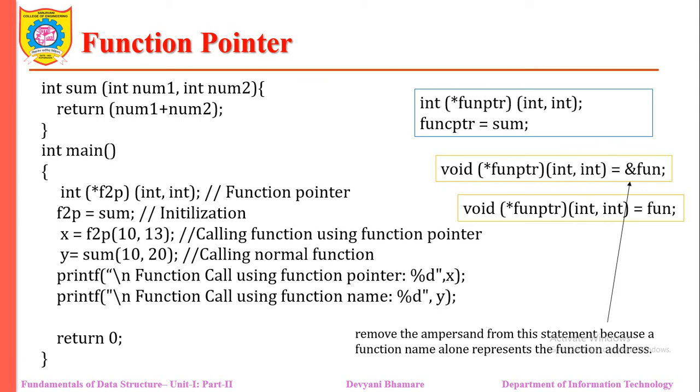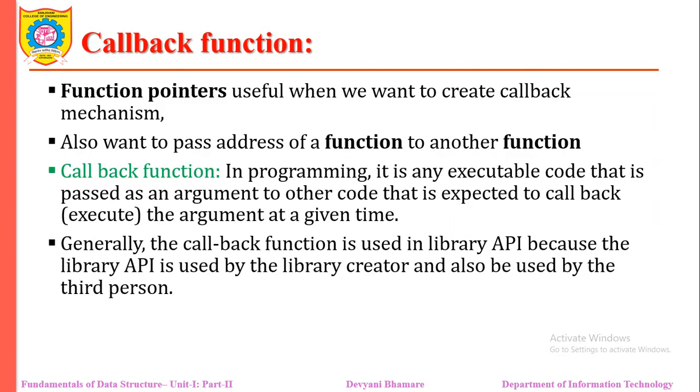This is where we use a pointer to a function, that is, a function pointer. These function pointers are useful when we want to create a callback mechanism. These are specifically used in APIs, when you are passing the address of a function into another function.